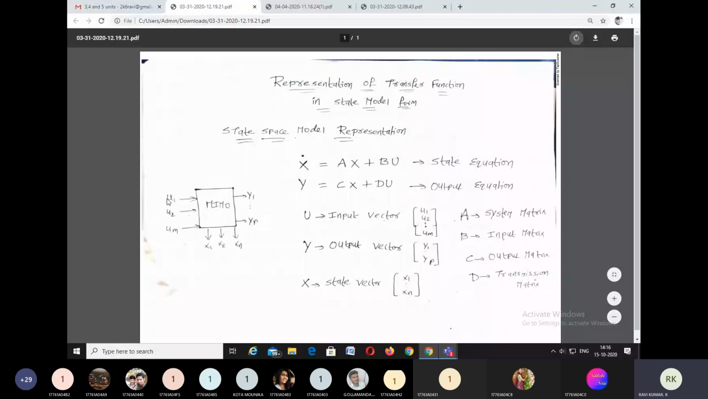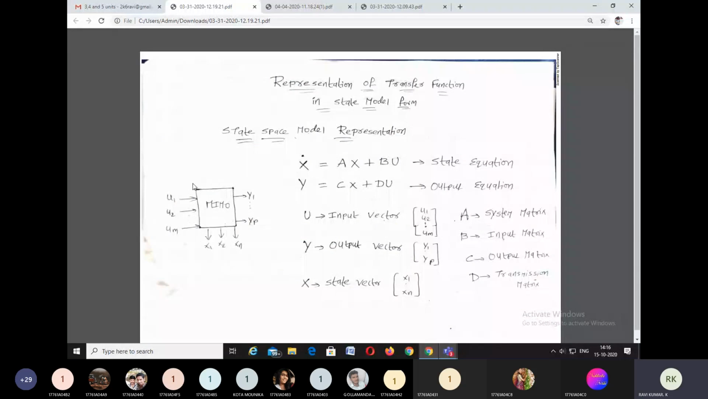So now what about this? U is the input, Y is the output. Now what about X1, X2 and Xn? These X1, X2 and Xn are the variables, right? State space variables, right? So these variables define the system behavior. That is the point here.